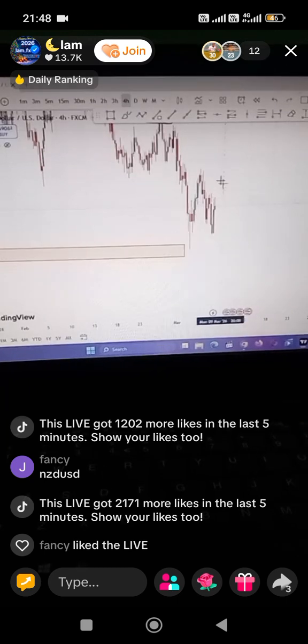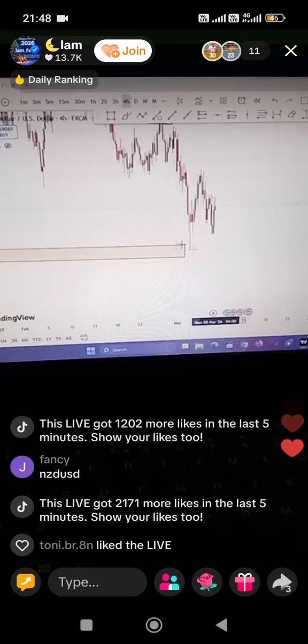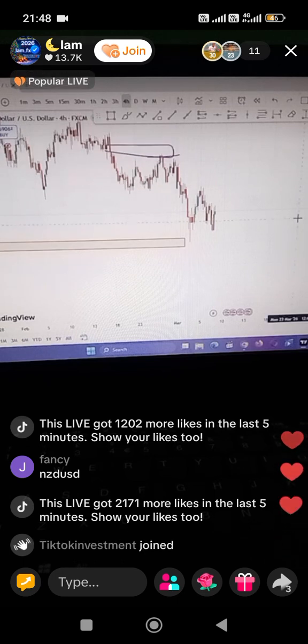Remember, actually, let me tell you this. This particular NZD, if you're looking for swing trades, you need to be very careful, because where we are, it's more of an indecision zone. That's why we have an indecision candle on the daily time frame. So you need to be very, very careful.